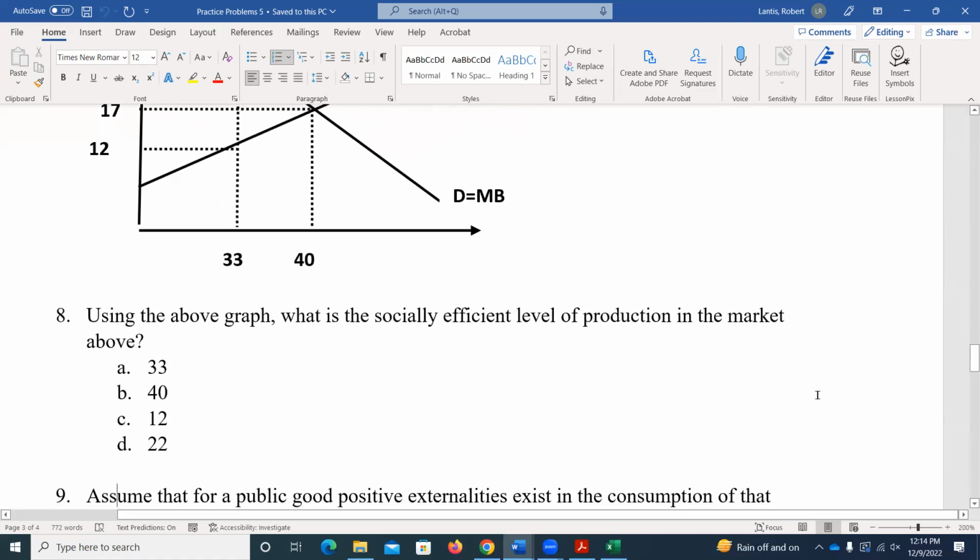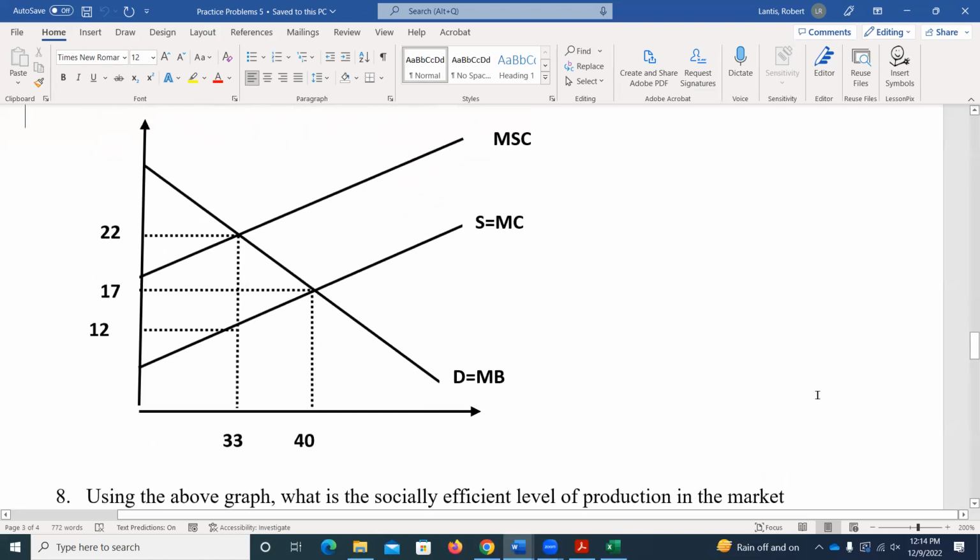Now, what if I allow this market to operate freely? What quantity will it arrive at? Yeah, where supply is equal to demand, or at that quantity of 40. So when I have a negative externality, what ends up happening if I allow the market to operate freely? I get a quantity that's higher than what's socially efficient. Okay? So actually, we're going to restrict that quantity there.